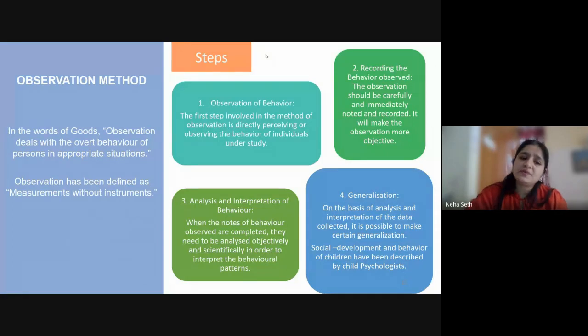The next method is the observation method. It is clear from the word itself, observation. Observation is defined as measurement without instrument. So we don't have any instrument to measure. All we need to do is sit calm, see, and perceive what we are seeing. Good has defined in his own words that observation deals with overt behavior, which is obvious in nature: the behavior of a person in an appropriate situation, how the person is going to react in this situation.